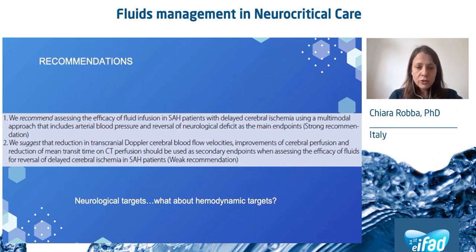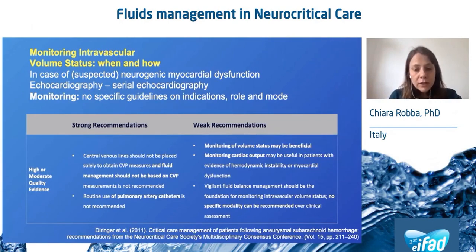But these are recommendations which are just regarding the neurological targets. What about the hemodynamic targets? Unfortunately, even in this case, there is no evidence. These are the guidelines regarding the subarachnoid hemorrhage management. And as you can see here, there are not such definitive recommendations. The experts are just telling us to avoid the routine use of Swan-Ganz and not to use the central venous pressure to target the fluids, but no information is available regarding the evaluation and the monitoring of the volume status and the hemodynamic monitoring.